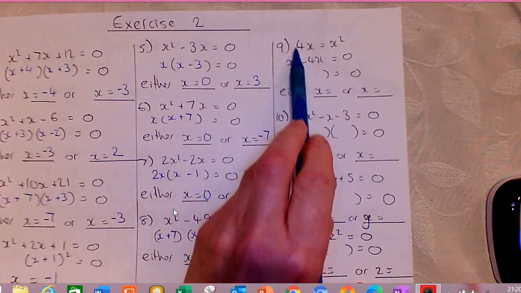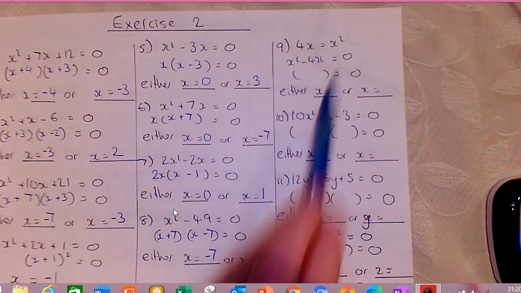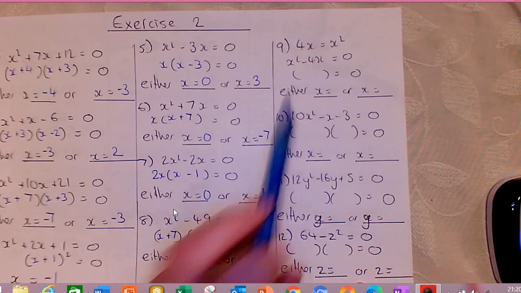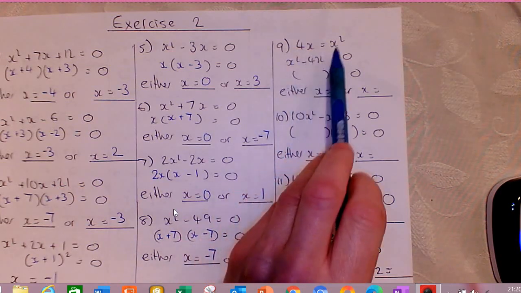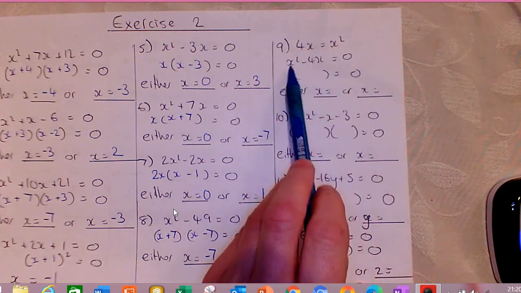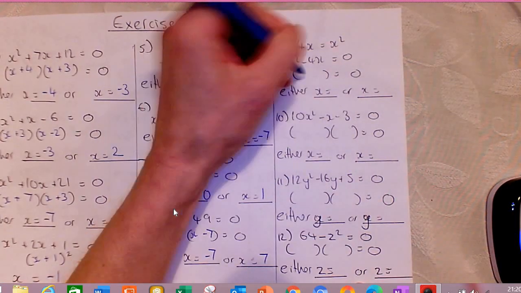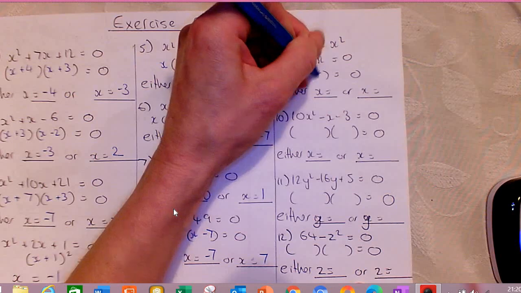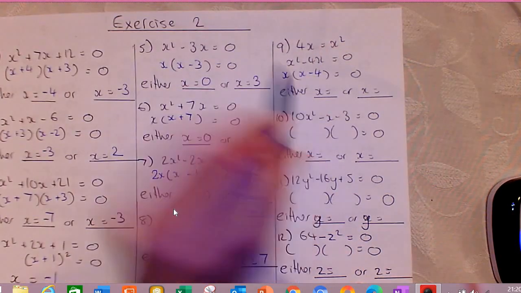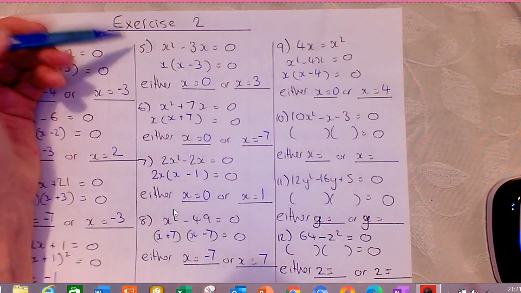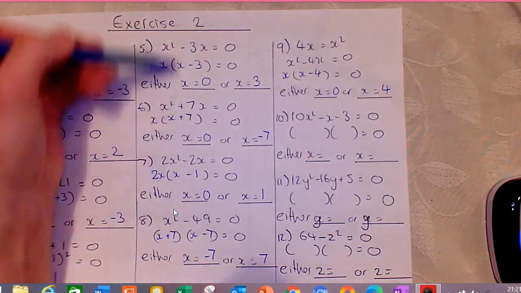Question 9. Okay, so I've rearranged it. Imagine I've moved take away 4x across. So these now I've got to rearrange. I think later on you've got to start rearranging them. So x squared take away 4x equals 0, but I've just moved it onto the left hand side. Take x out as a factor. You've got x take 4. So then you've got x equals 0 or x equals 4. So once you've rearranged it, that one's a lot like these ones here.